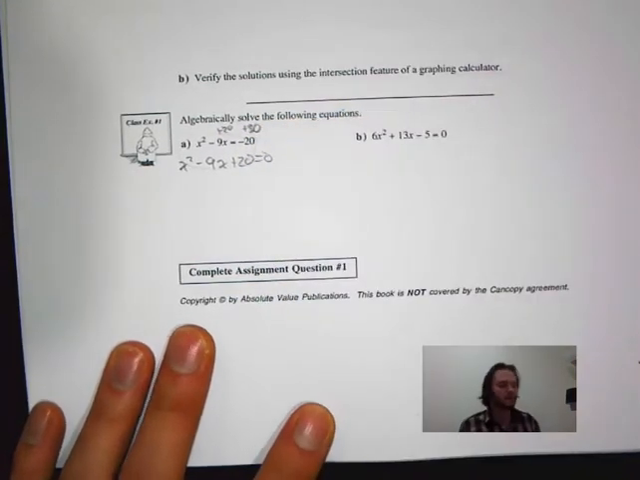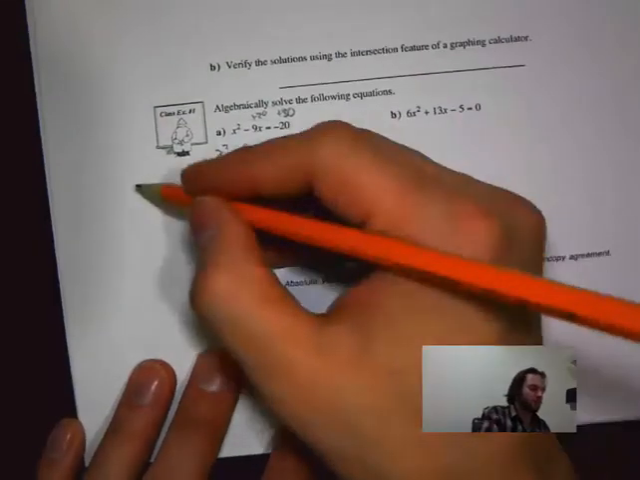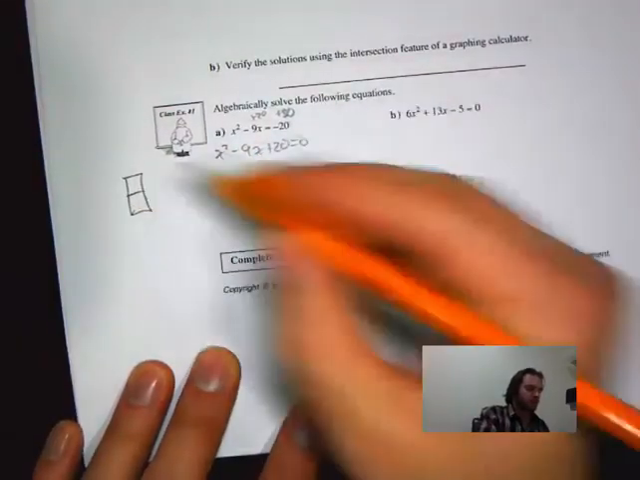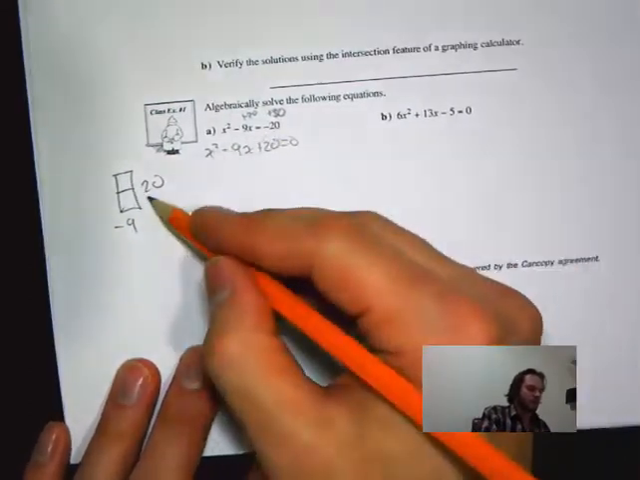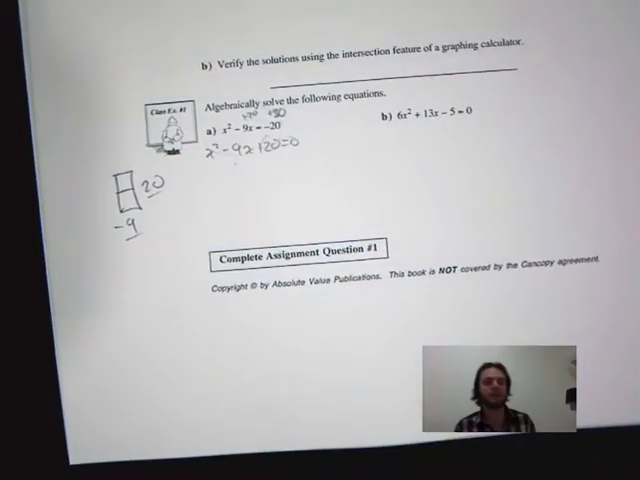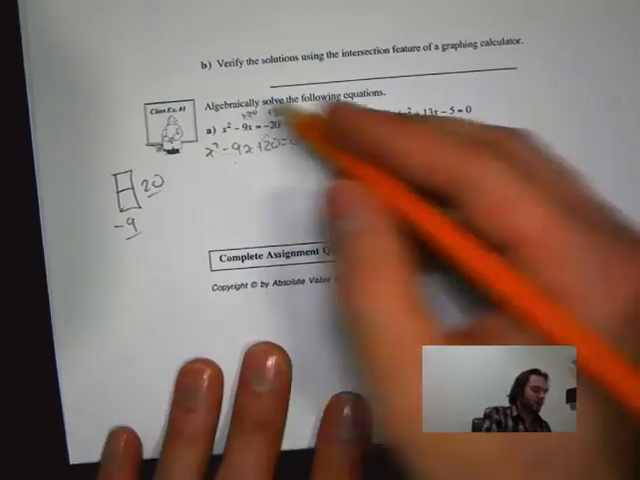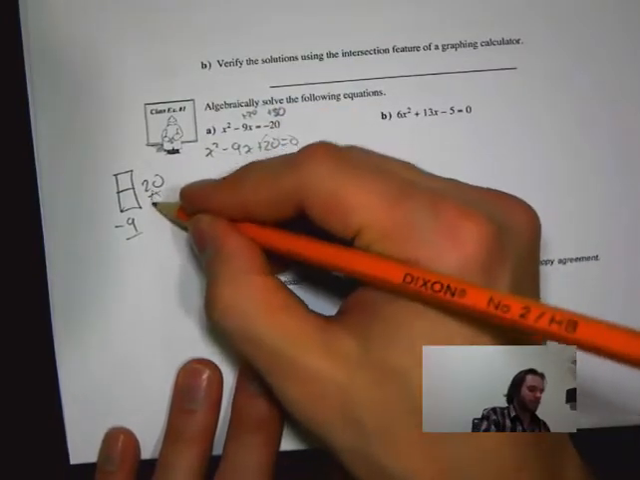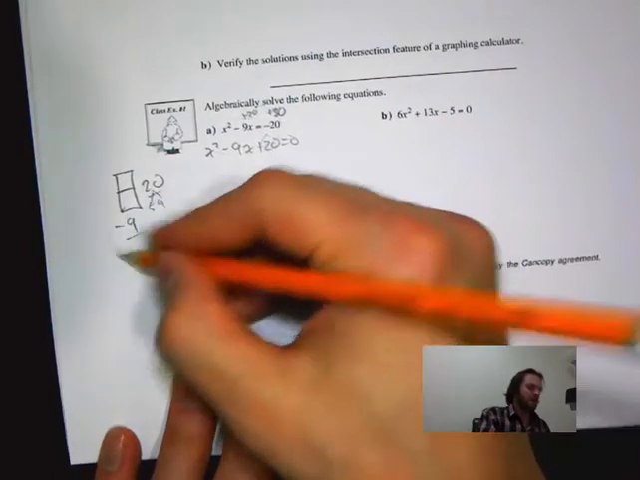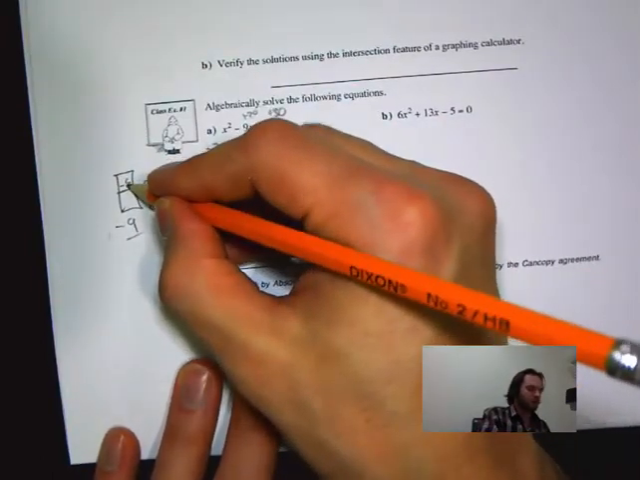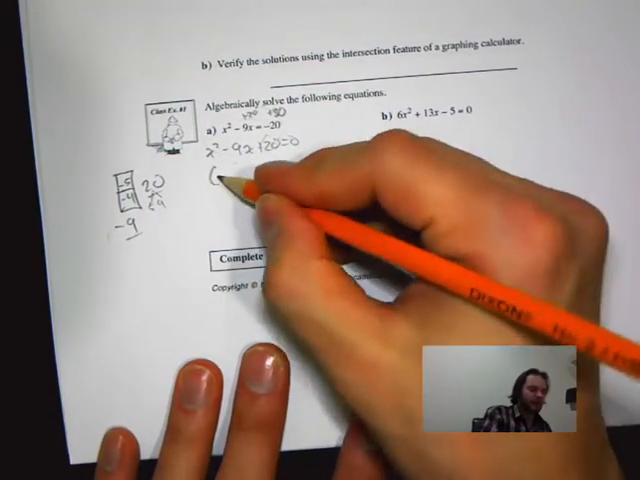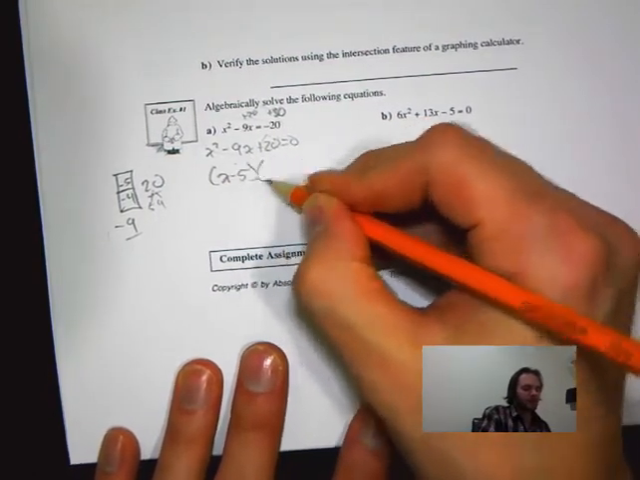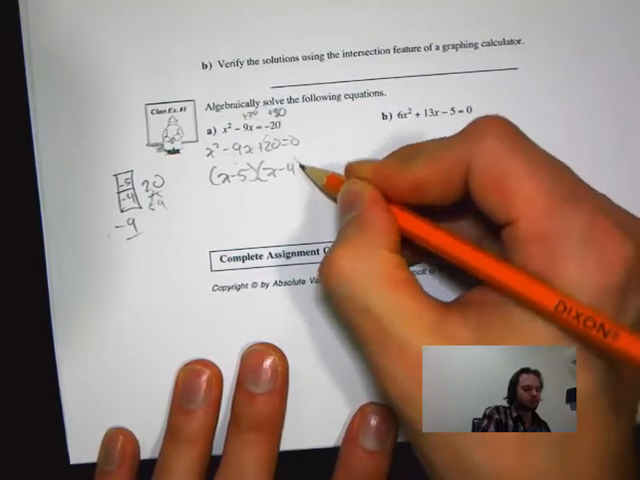Okay? Next thing we're going to do is I'm going to use my trusty box method to solve for this. So I have 20 and negative 9. Okay? So this one here always goes there. The negative 9 goes on the bottom. Now I have to figure out what multiplies to give me 20. Well, I have 5 and 4, that's one of them. And gets negative 9. Well, if they're both negative, that's going to work. So when it's factored, I get x minus 5, and I have x minus 4.